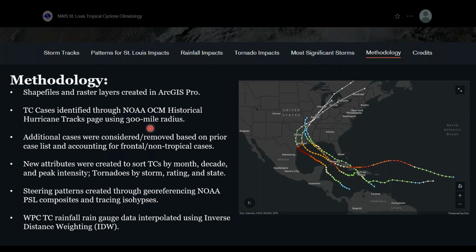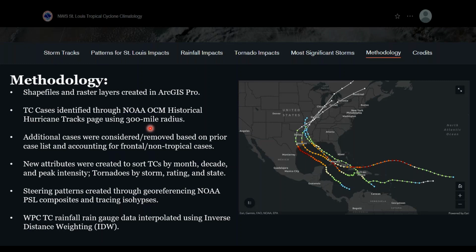When it came to the TC dashboard and TC tornado dashboards that I had illustrated using the filters, I was able to create those by creating new attributes for month, decade, and peak intensity, as well as storm by storm rating and state. Those attributes are crucial if you're wanting to recreate something like that, because those data sets do not by default have those attributes. But if you're willing to take the time to sit down and create them, it was well worth it to create these filters and organize the data more efficiently.